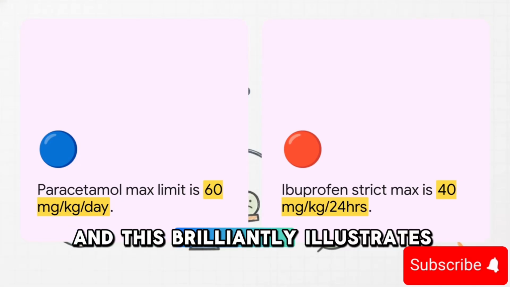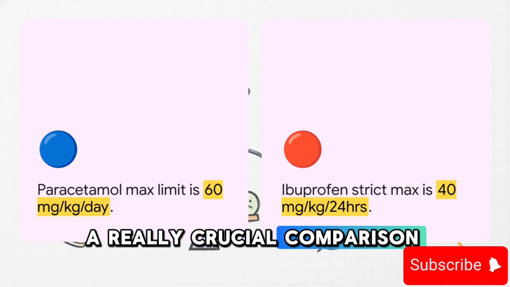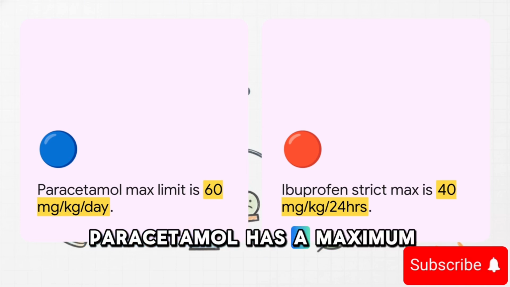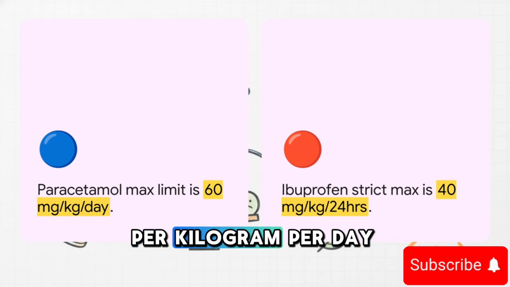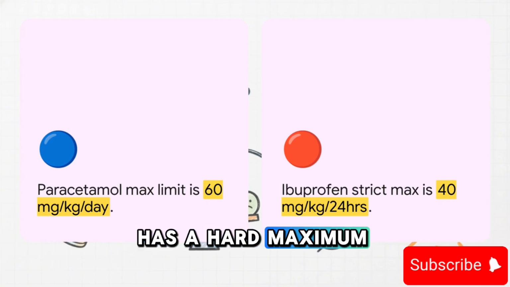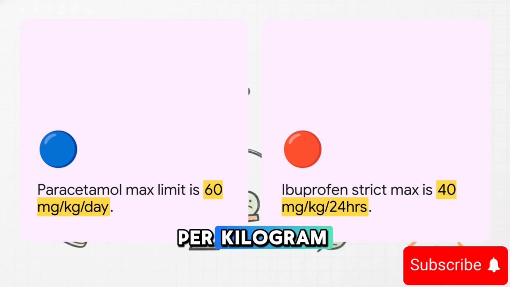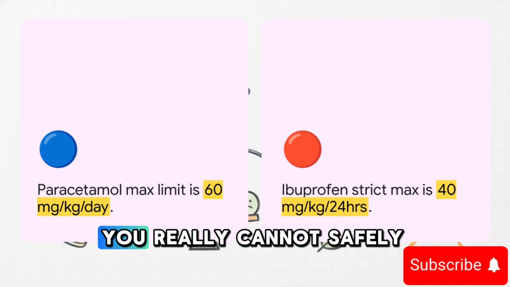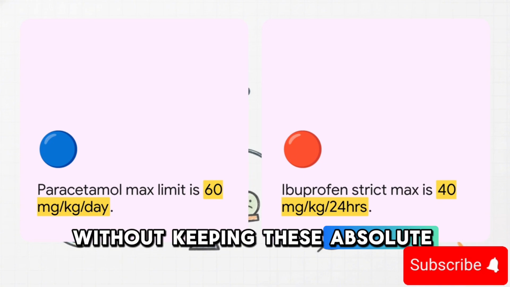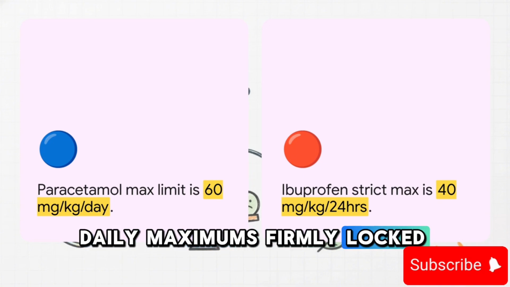And this brilliantly illustrates a really crucial comparison between our two most common medications. Paracetamol has a maximum limit of 60 milligrams per kilogram per day, but in strict contrast, ibuprofen has a hard maximum limit of 40 milligrams per kilogram in a 24-hour period. You really cannot safely utilize these medications without keeping these absolute daily maximums firmly locked into your memory.